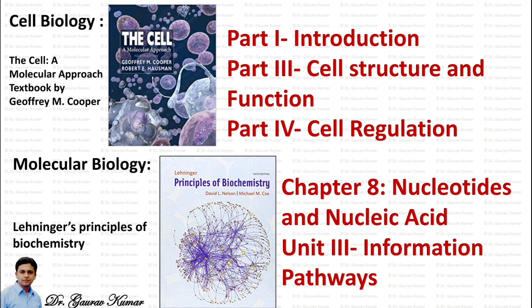So if you want to do molecular biology from Lehninger Principles of Biochemistry, you have to follow chapter 8 on nucleotides and nucleic acids, and then complete unit 3, which is named Information Pathways. So here in this slide, your cell biology is completed with part 1, part 3 and part 4 from Cooper, and from molecular biology you have to finish unit 3 Information Pathways from Lehninger, along with chapter 8 Nucleotides and Nucleic Acids.